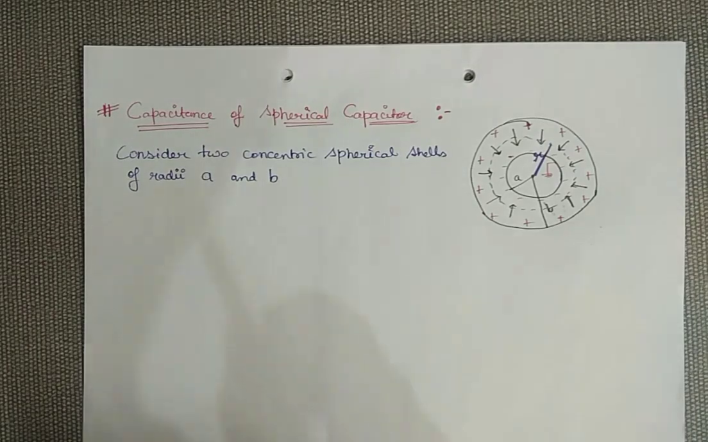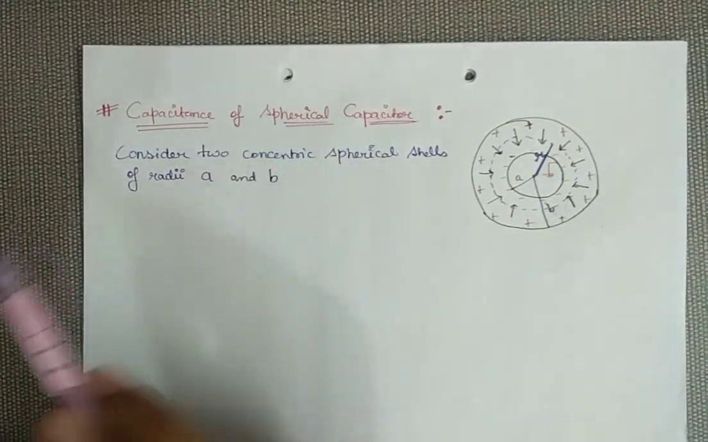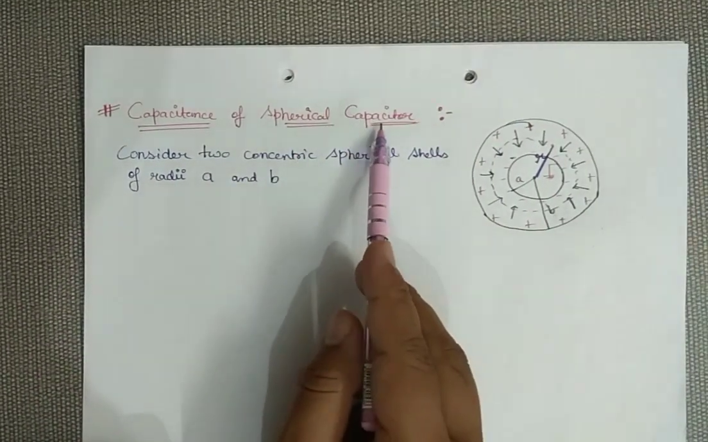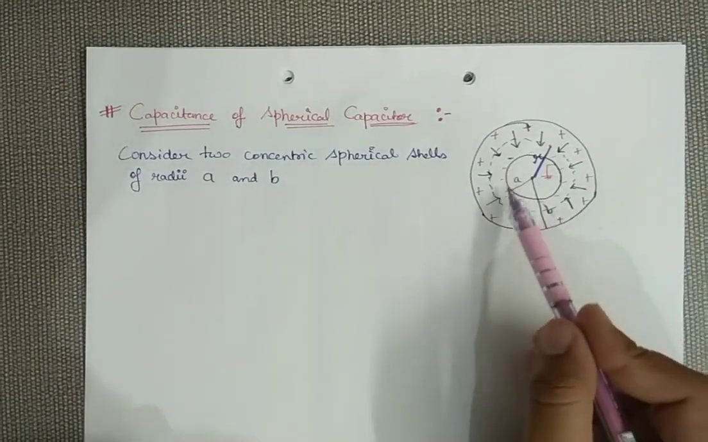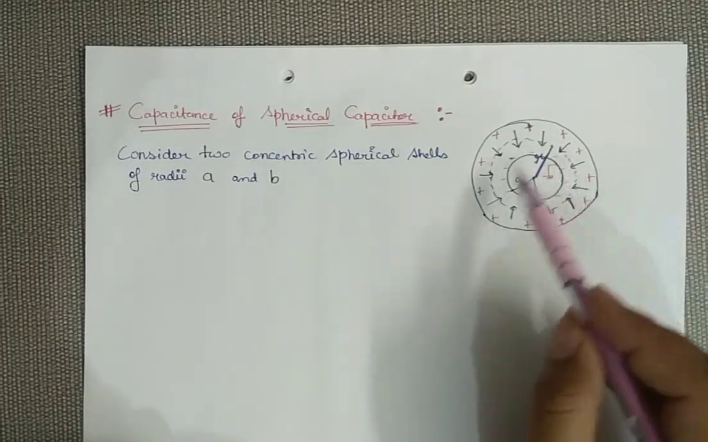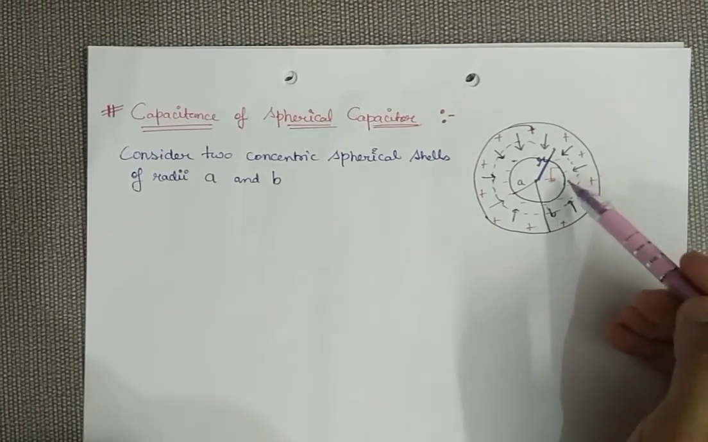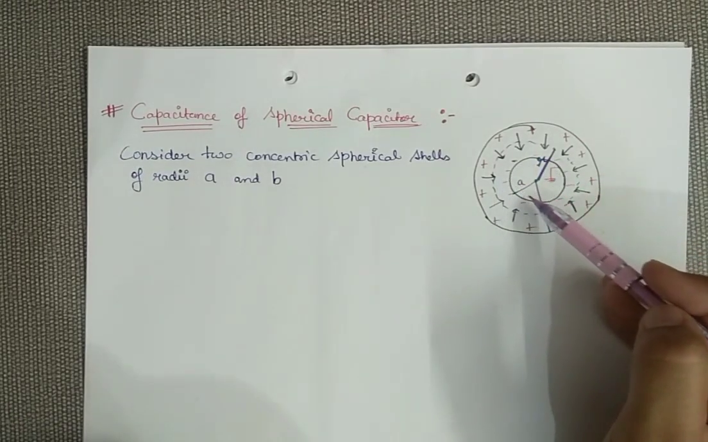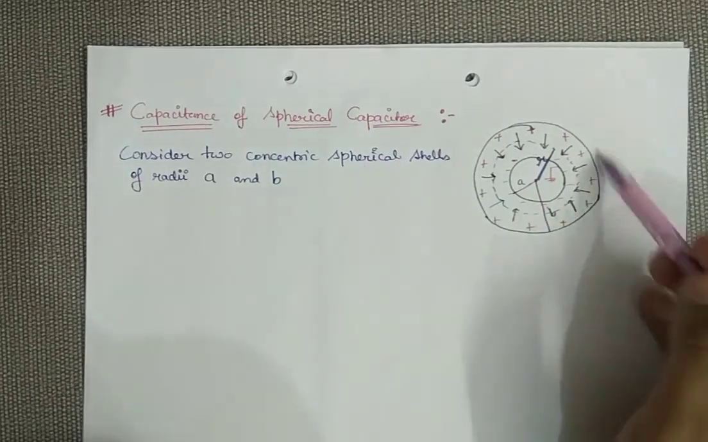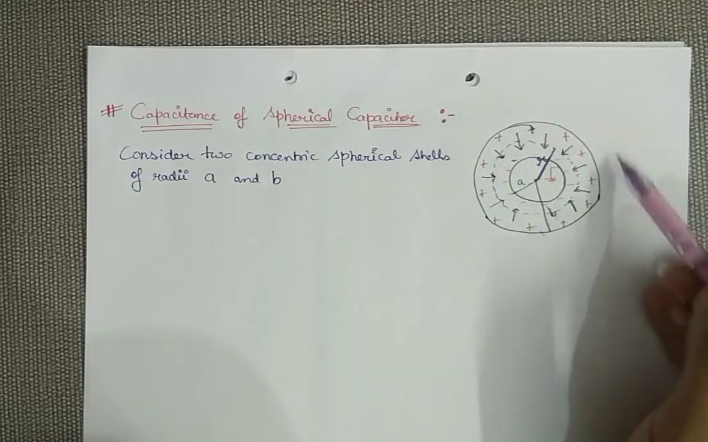So let's move to the next: capacitance of a spherical capacitor. The last one was the parallel plate capacitor. Now we come to the spherical capacitor. What we have done is taken two concentric spherical shells. Just keep in mind, these are not circles. These are spheres, concentric, one inside the other. This is the small sphere of radius small a, and this is the large sphere of radius small b. So a and b are the radii of these two spheres.